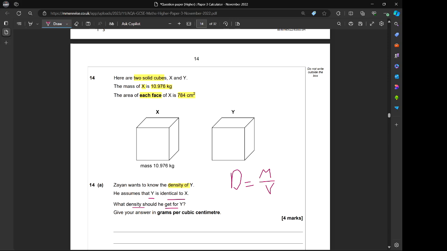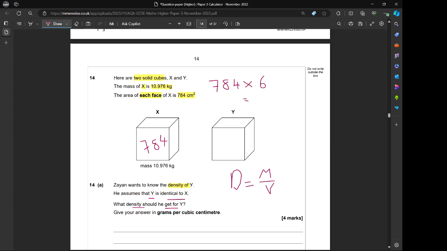Step one, guys. If the area of each face is 784, what is the total surface area of X? Anyone know? So 784 times what, guys? Well done, Jem, spot on. By 6, because I've got 6 faces.